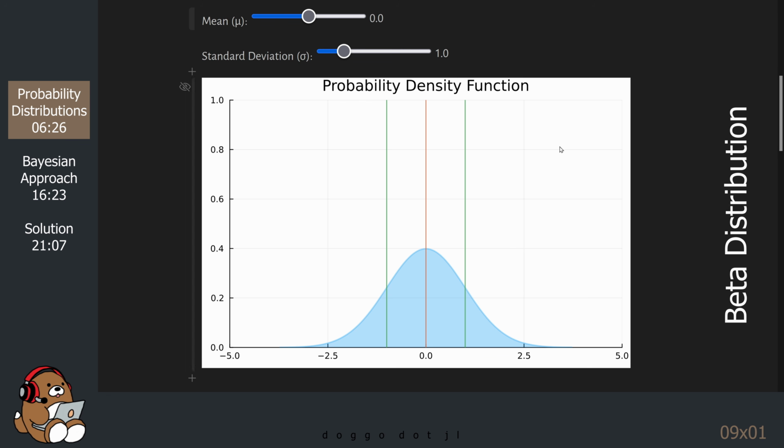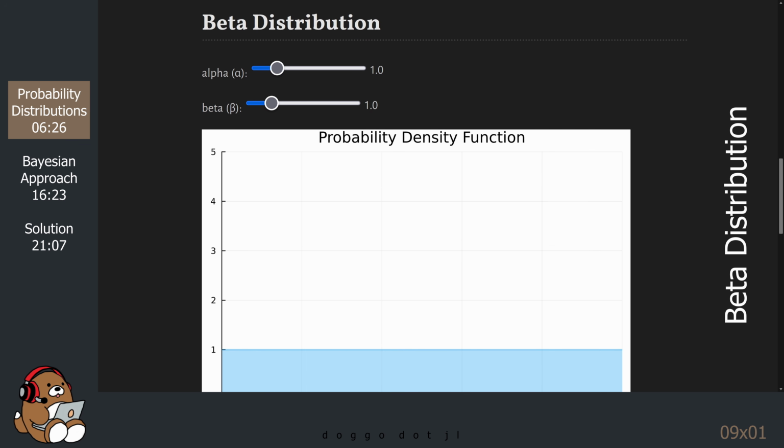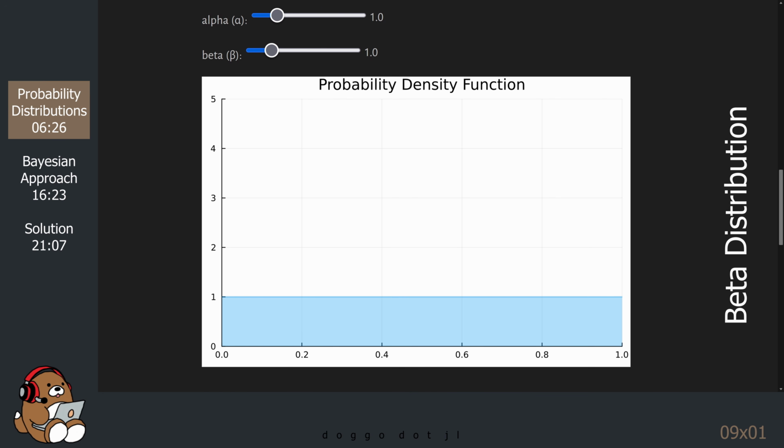The next probability distribution is the beta distribution. The beta distribution takes two parameters, alpha and beta. When alpha and beta are both equal to 1, the shape of its PDF is flat, or uniform. The area under the curve for any PDF is 1.